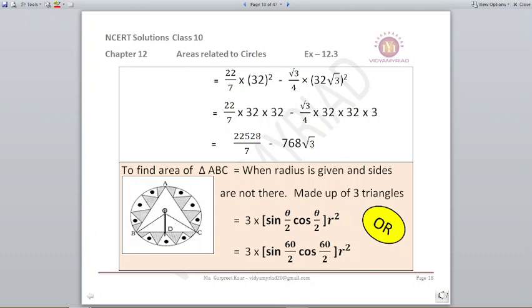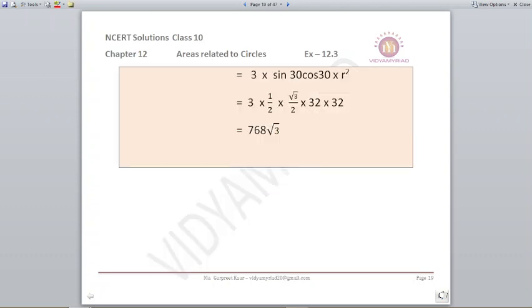So it will be 3 into sine 60 upon 2 into cos 60 upon 2 into r square. We know sine 60 upon 2 is sine 30, so sine 30 into cos 30 into r square. We will put the values. It will become 3 into half into root 3 by 2 into 32 into 32. On solving we got the area of the triangle, that comes out to be 768 root 3. So this is also one way of finding the area of the equilateral triangle when the radius is given to us and the side is not given to us.